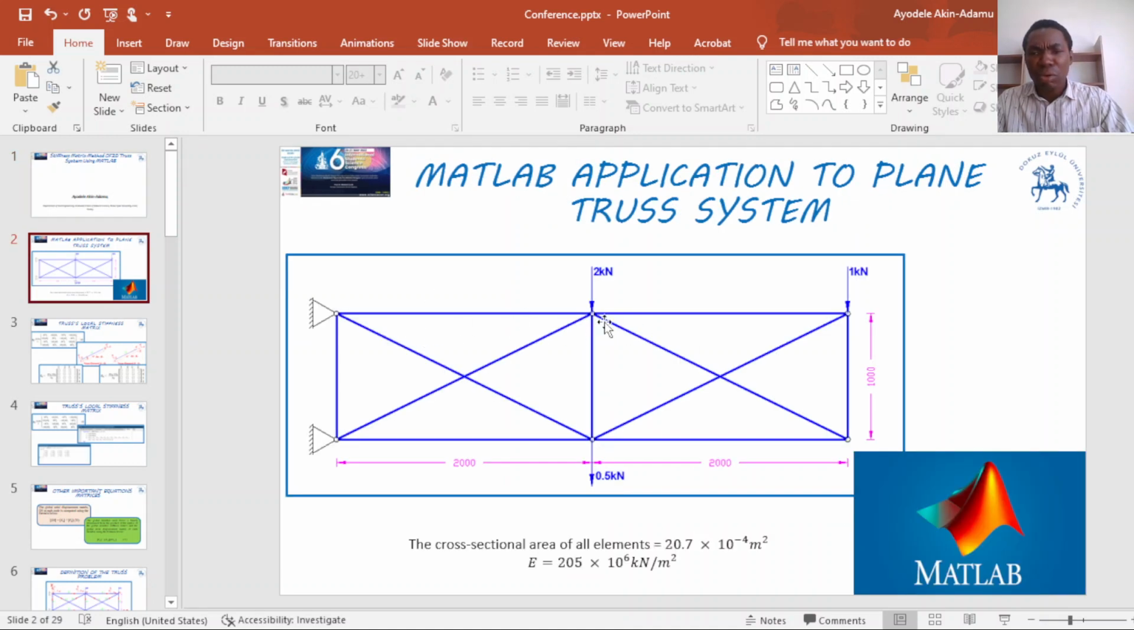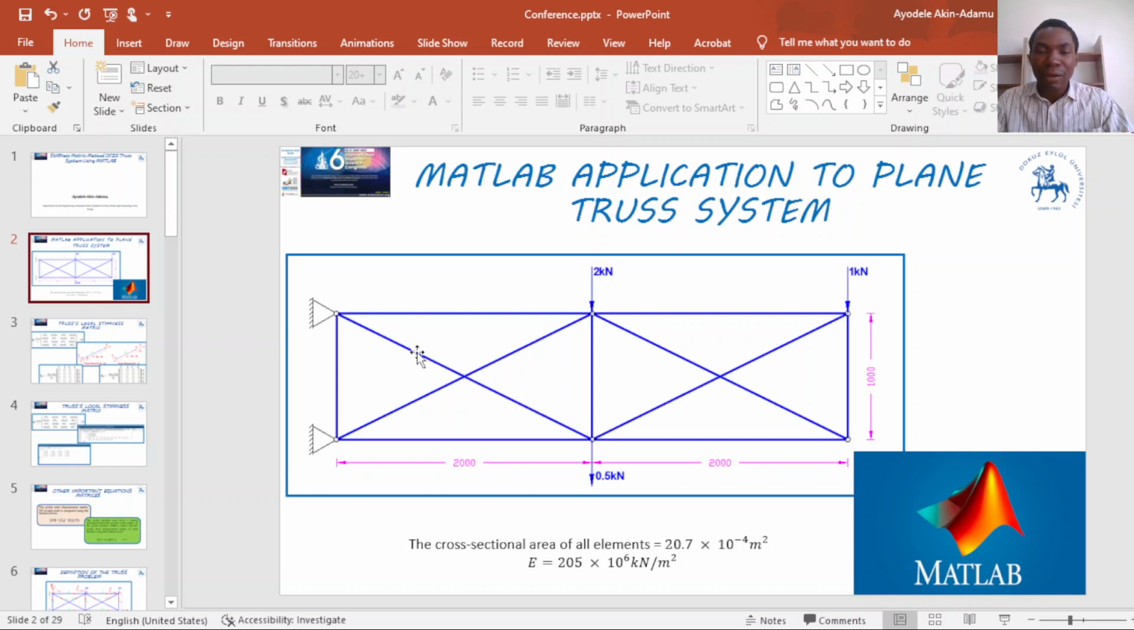So this is the problem that we are going to solve. The problem can be defined as a cantilever truss that is 4 meters long and 1 meter deep. There are 3 point loads on the truss. And if you look at it, the truss is both externally indeterminate and internally indeterminate.